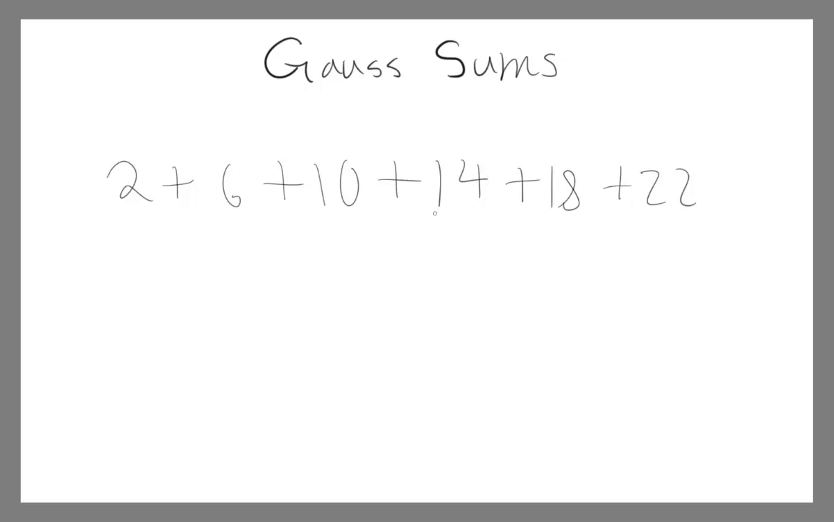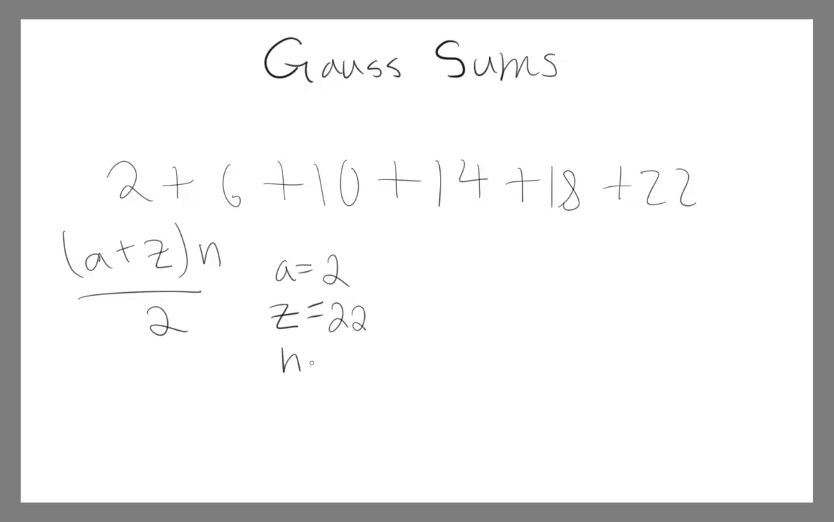So this formula will still work as long as, if you heard me correctly the first time, there is a common difference between each of these numbers that we're adding. So the formula is a plus z quantity times n divided by 2. In this case, we have a is equal to 2, z is equal to 22, and n is equal to 6. 1, 2, 3, 4, 5, 6. Okay, now let's see what we get with this formula. We'll have 2 plus 22 times 6 divided by 2.